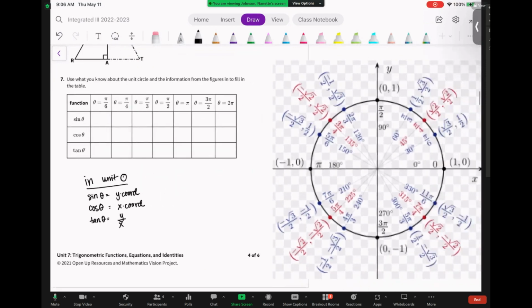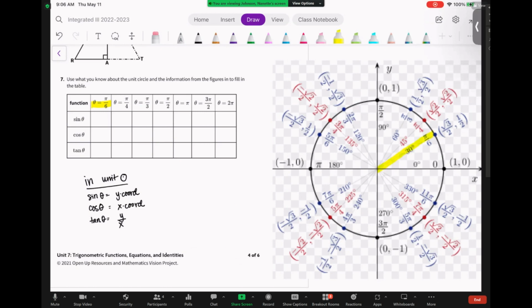So let's do this very first one. It says theta equals pi over 6. The very first thing that you're going to do is look for pi over 6 on this unit circle, and that is the same exact thing that you would do using the other way. I'm just going to show you the difference between them. So here's pi over 6 right here, and you found it.